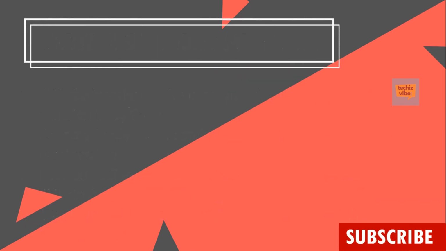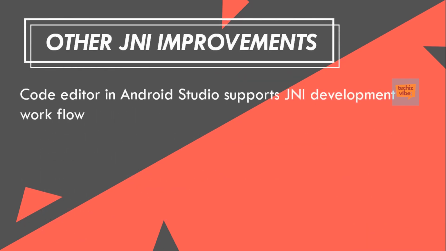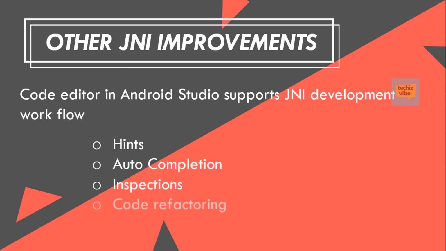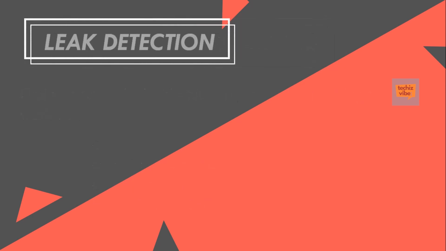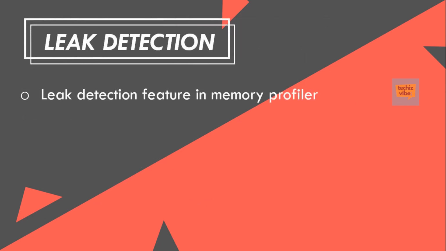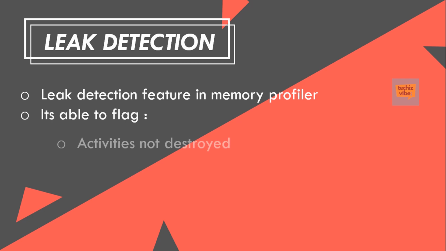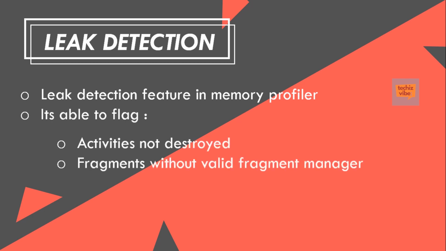The other JNI improvements. The code editor in Android Studio now supports a more seamless JNI development workflow, including improved type hints, auto-completion, inspections, and code refactoring. Leak detection. Leak detection feature is now back in Memory Profiler. It is able to flag activity is not destroyed and fragments without valid fragment manager.